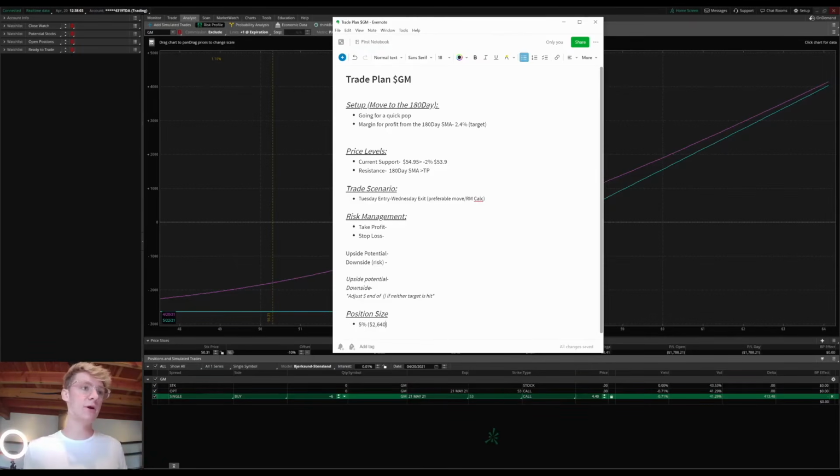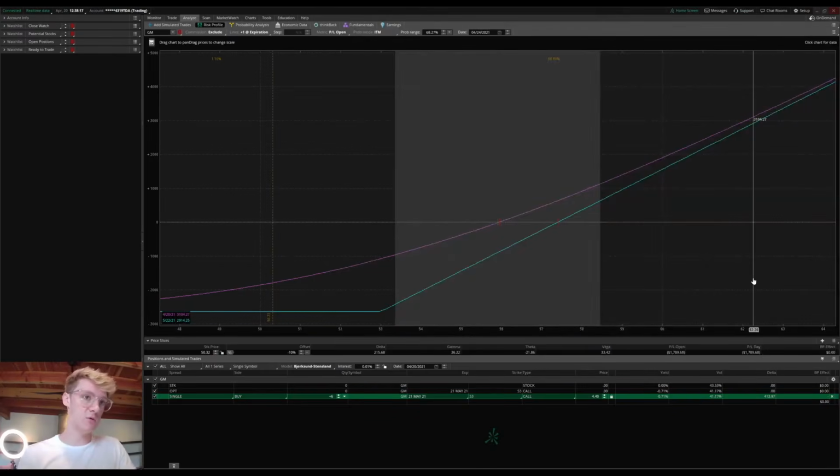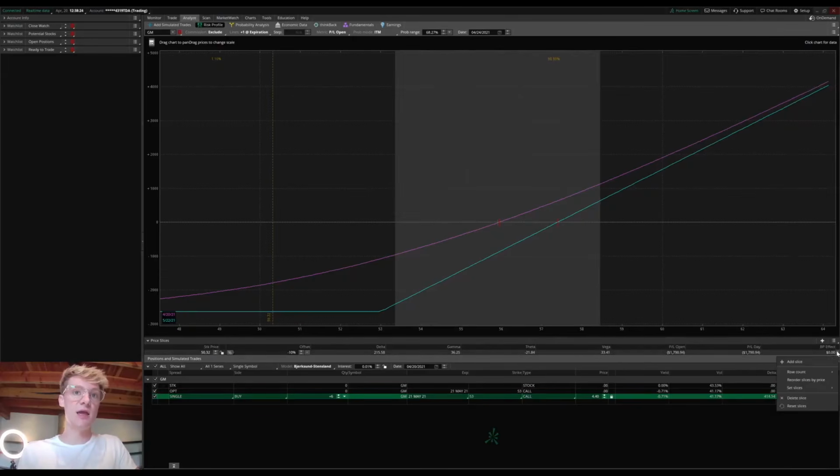Again, the contract prices are going to vary, so we're never going to hit that exact 5%. So position size is roughly 5%, at $2,640, considering we got filled at $4.40. We've got one splice right here.